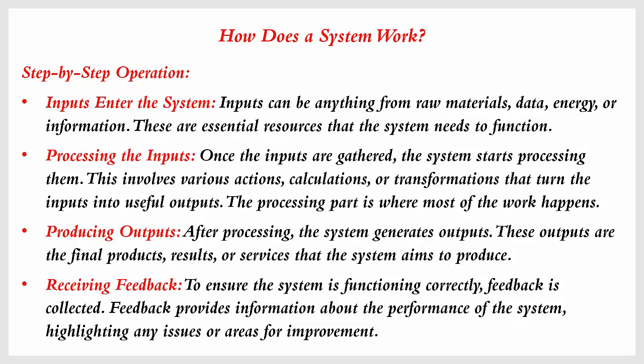3. Producing outputs. After processing, the system generates outputs. These outputs are the final products, results, or services that the system aims to produce. The quality and quantity of outputs depend on how well the system processes the inputs.